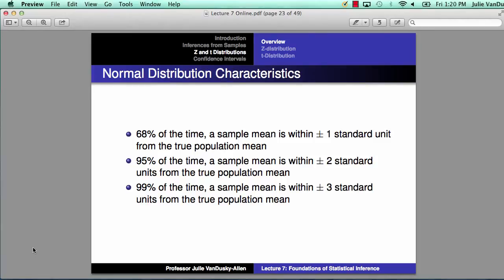These characteristics mean that 68% of the time, a sample mean should be within plus or minus 1 standard unit of the true population mean, and 95% of the time, a sample mean should be within plus or minus 2 standard units of the true population mean, and 99% of the time, a sample mean should be within plus or minus 3 standard units of the true population mean.